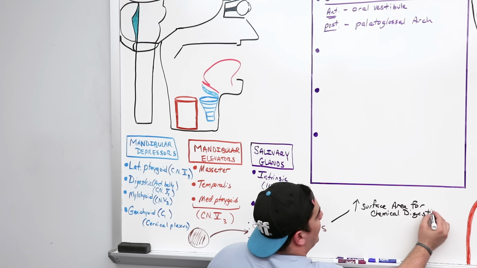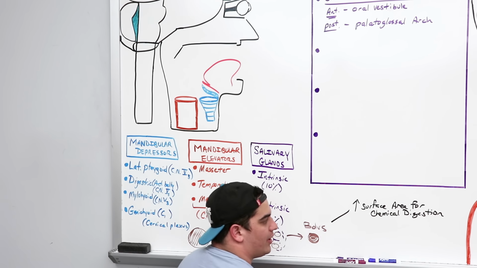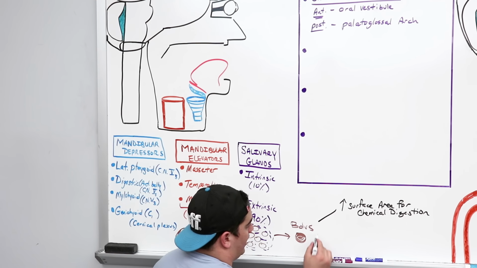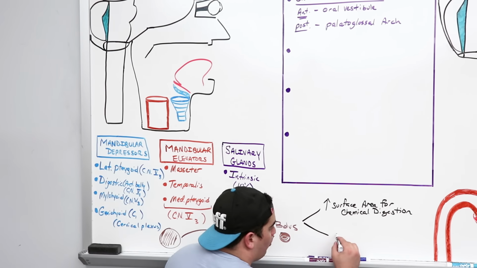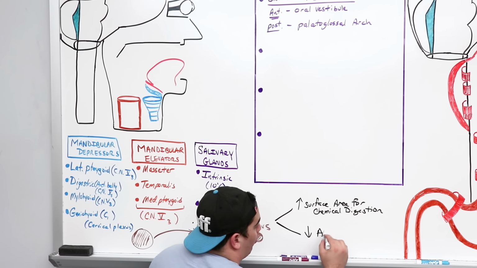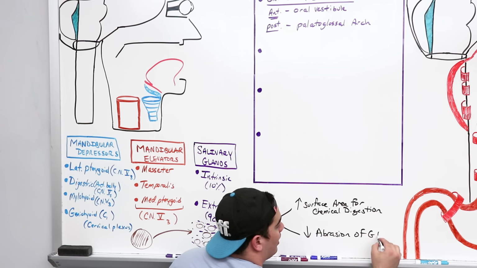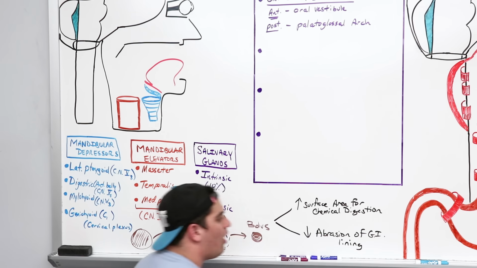Okay, and this would be by salivary amylase, which is a carbohydrate digesting enzyme, and lingual lipase, which is a fat digesting enzyme. And the other one is it decreases abrasion of the GI lining, particularly the pharynx and the esophagus.